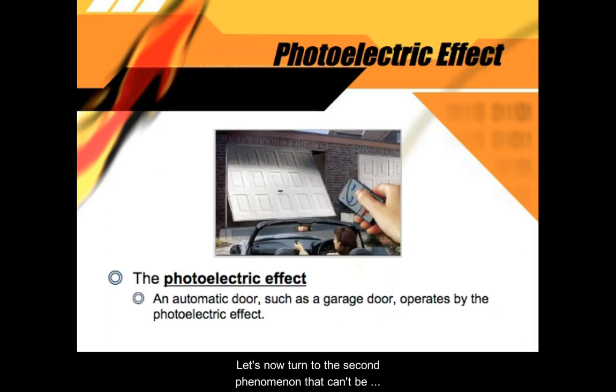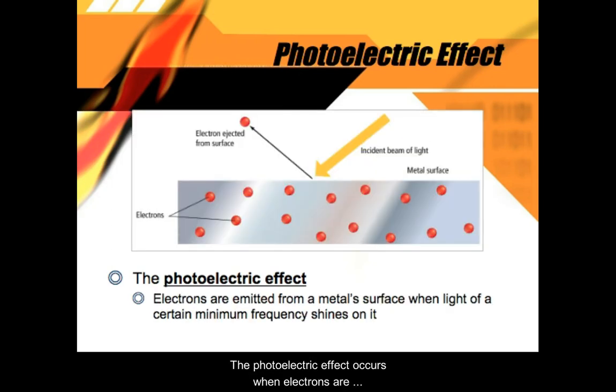Let's now turn to the second phenomenon that can't be explained if light is solely a wave, and that is the photoelectric effect. You have seen this effect when using an automatic door, such as a garage door. The photoelectric effect occurs when electrons are emitted from a metal surface as a result of light of a certain minimum frequency shining on it. The electron emission can be detected as a measurable electrical current. So why does light need to have a certain minimum frequency to be effective?